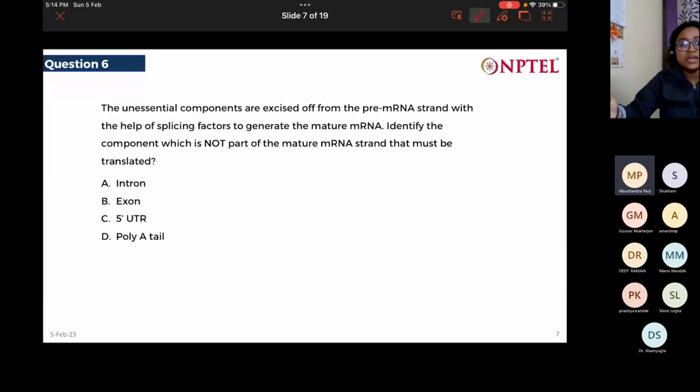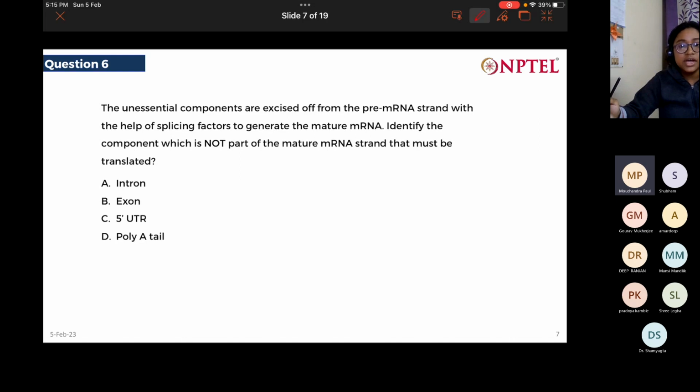The splicing process removes the intron, selectively cuts at the two regions to remove the intron sequence, and then joins the two adjacent exons. This is the splicing. And apart from splicing, what happens is that at the 5' end a cap is added, and at the 3' end a poly A tail is added.